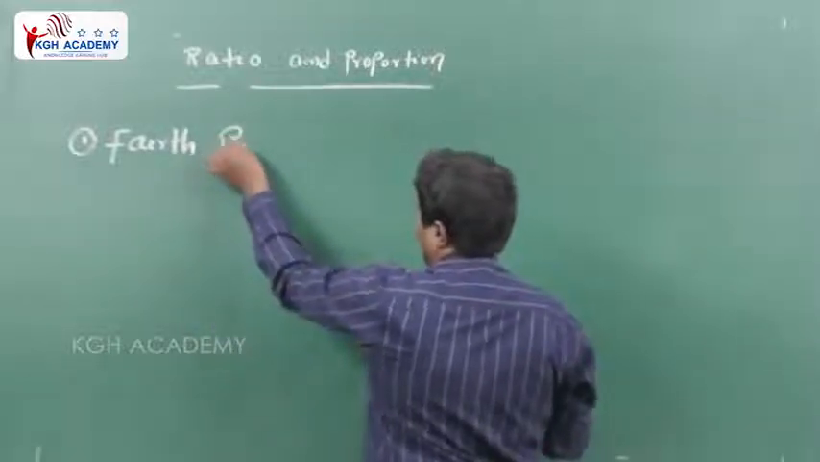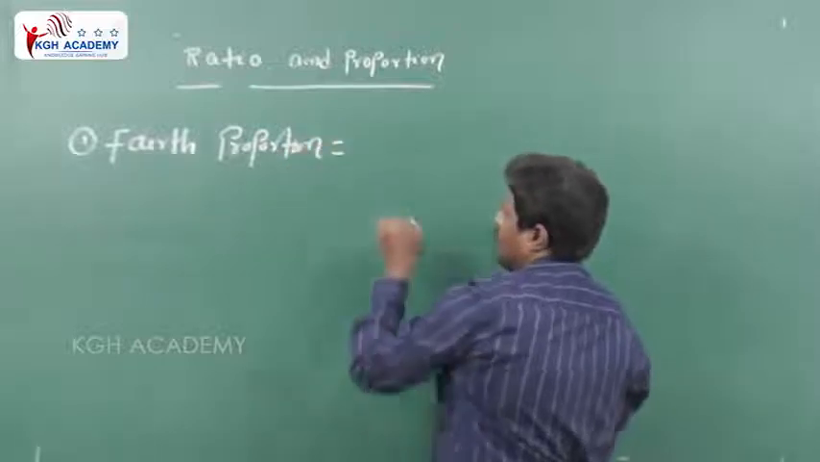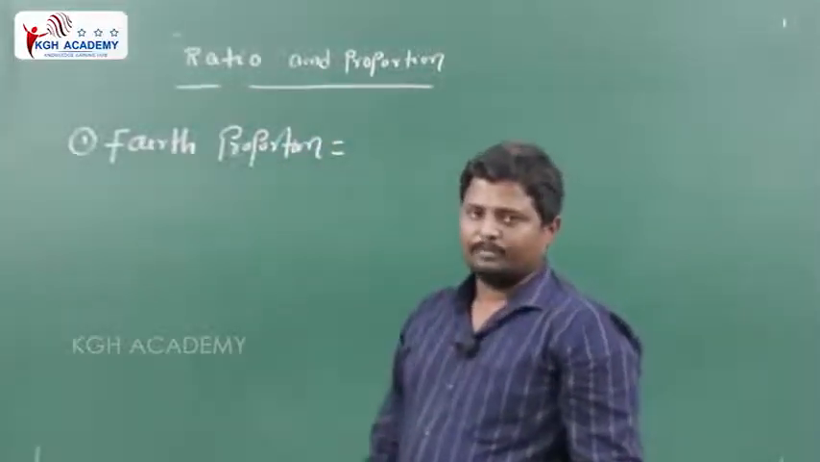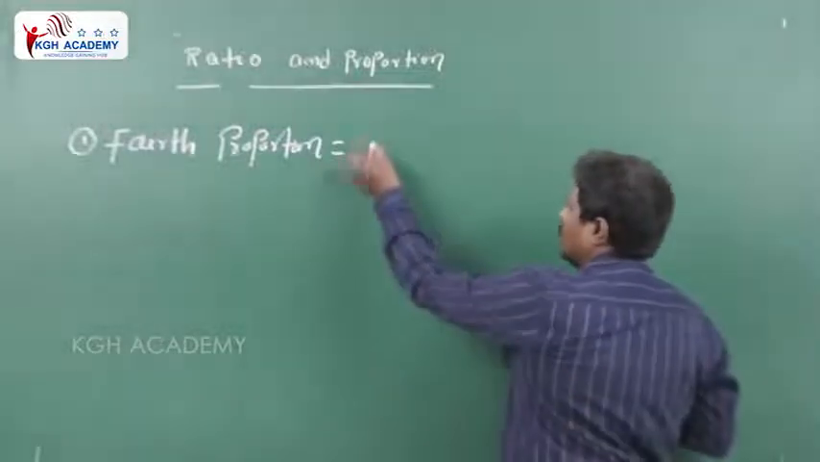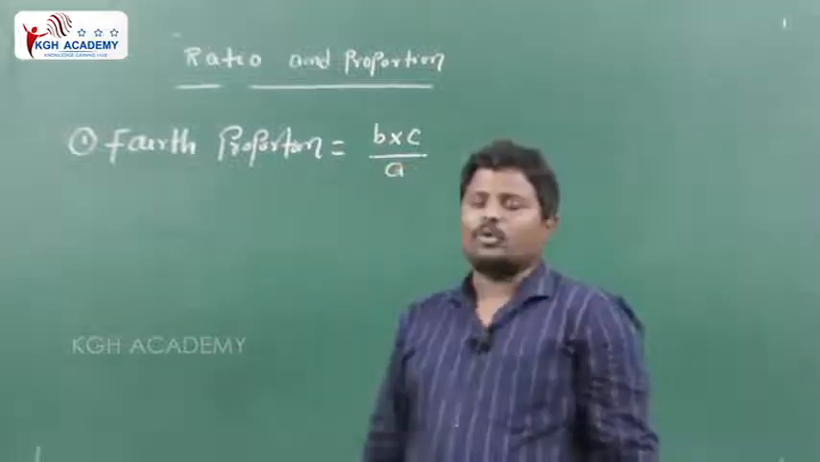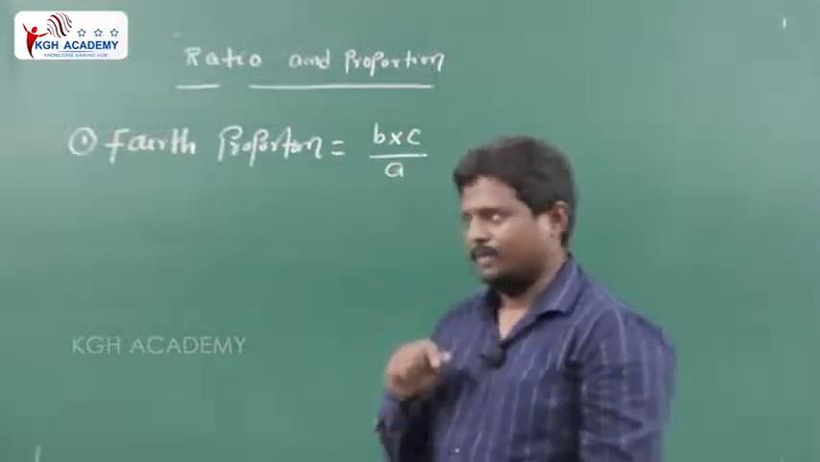This is the fourth proportion. Formula number 1. In proportion, first formula, fourth proportion. What is the formula? It is B into C by A. Fourth proportion formula: B into C by A.